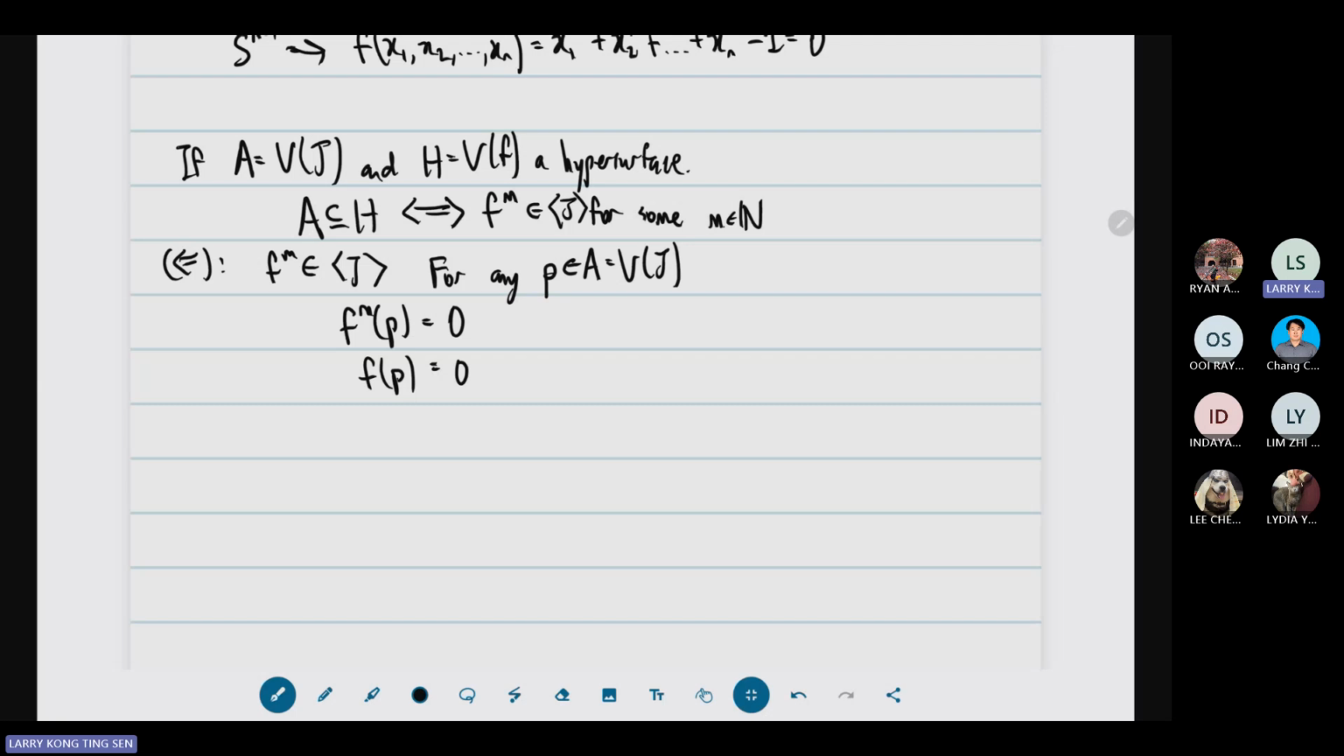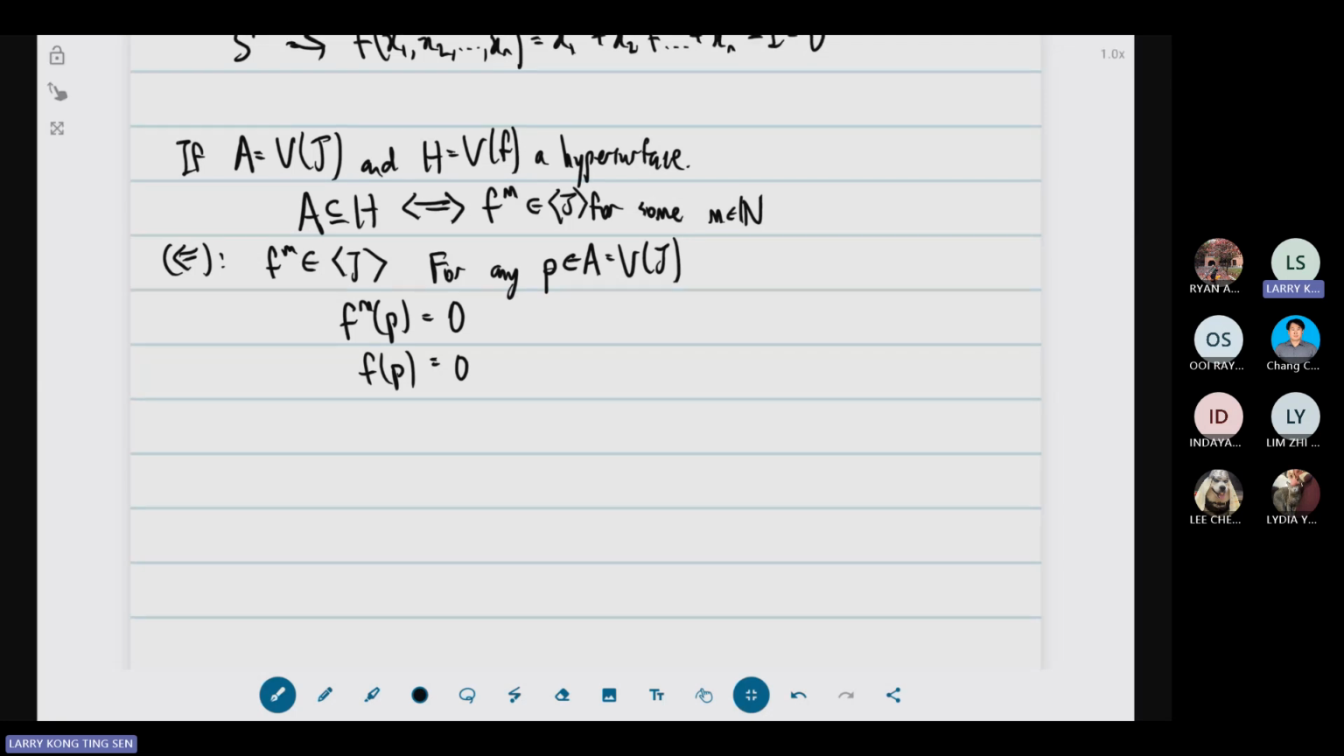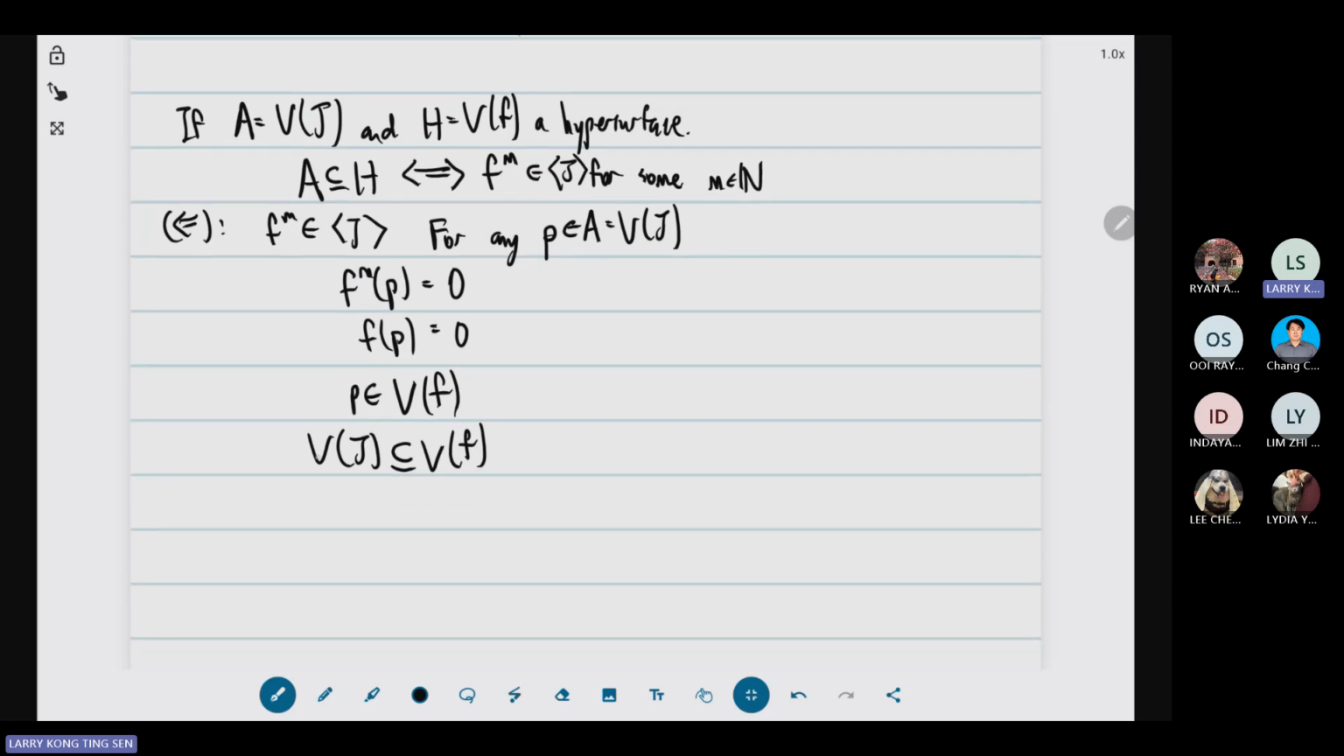So basically, what we have shown here is that any p in V(J) also satisfies this. Specifically, let us say p is in the zero set of this F. Then this just says that V(J) is a subset of H, which is A.